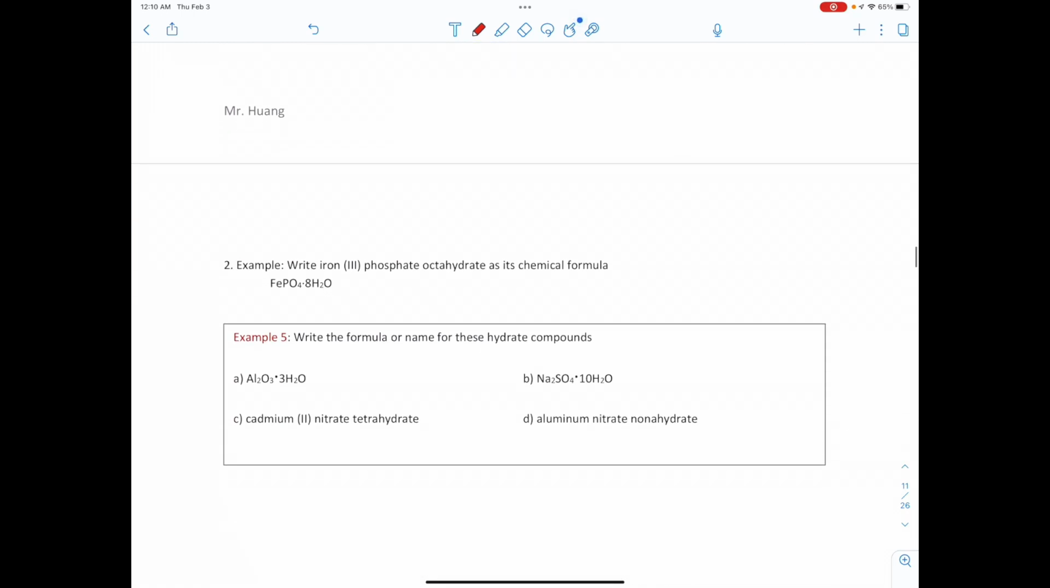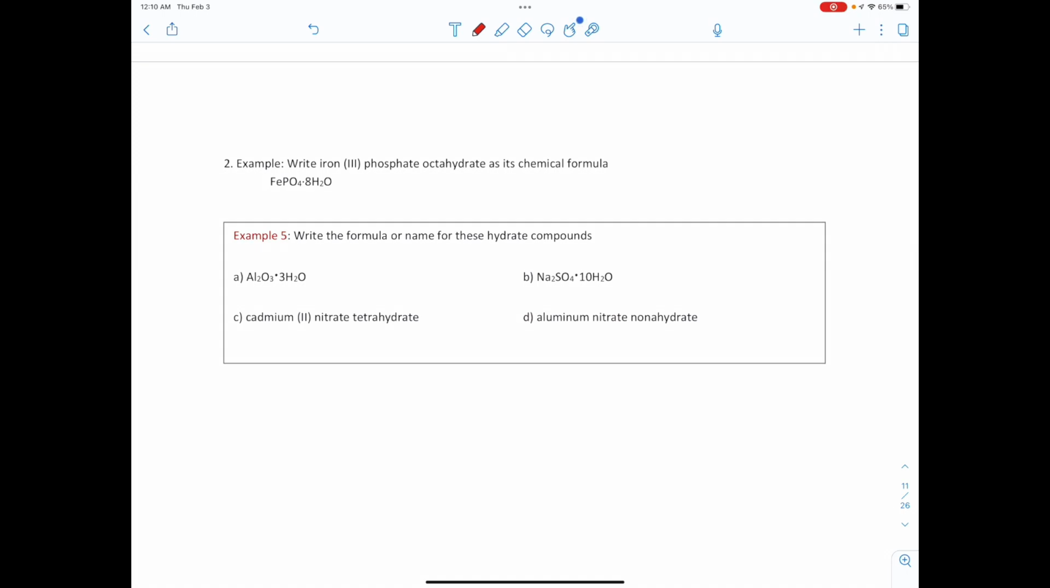Let's take a look at an example here. We have iron 3 phosphate octahydrate. If I try to decipher this, iron 3 phosphate is my ionic compound, and then I have octa, so 8, hydrate, 8 water molecules. So iron 3 phosphate is the beginning part. I have a dot to separate my ionic compound from my water molecules. 8 hydrates, so 8 H2Os.